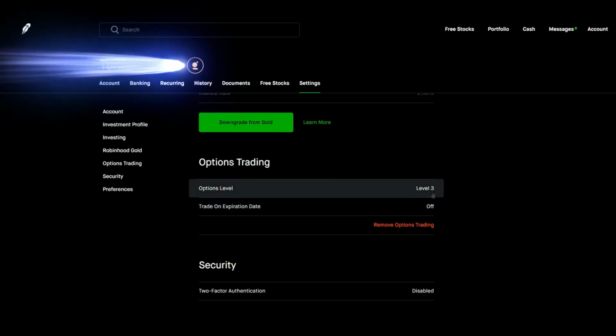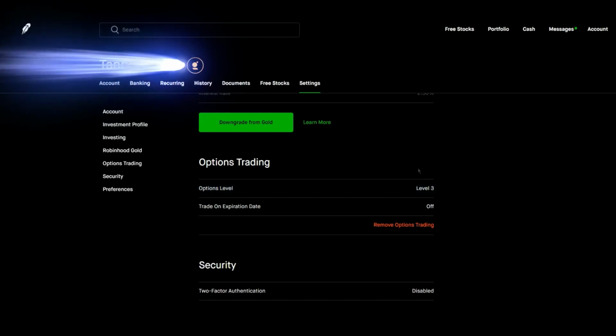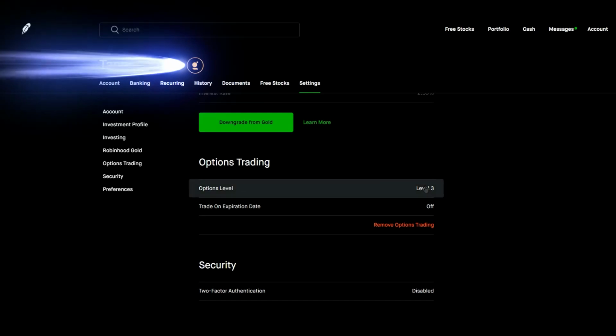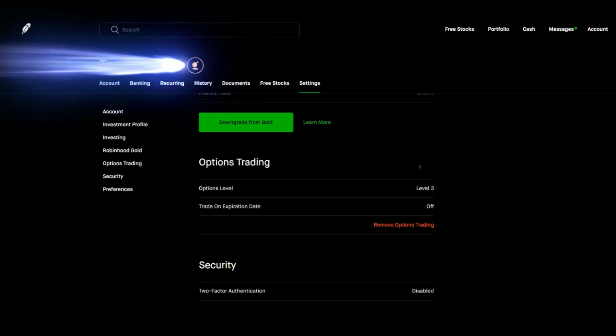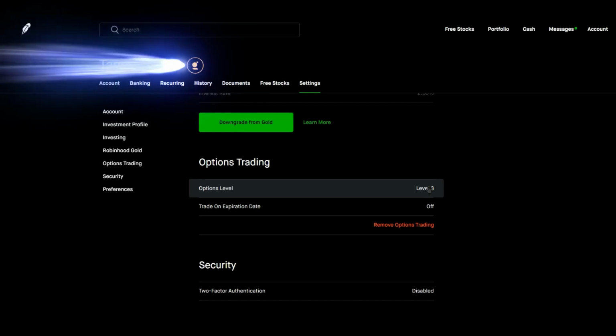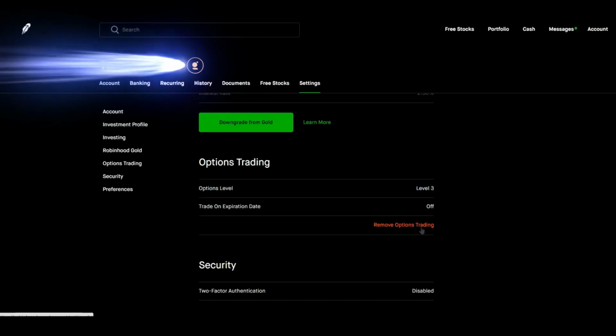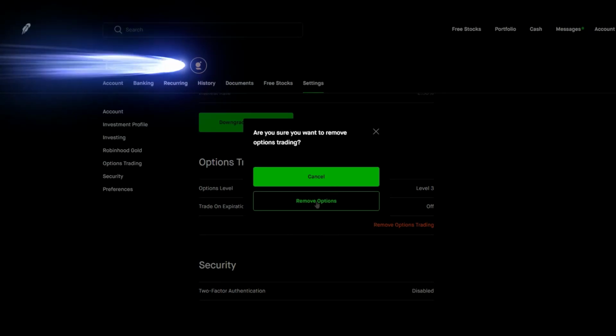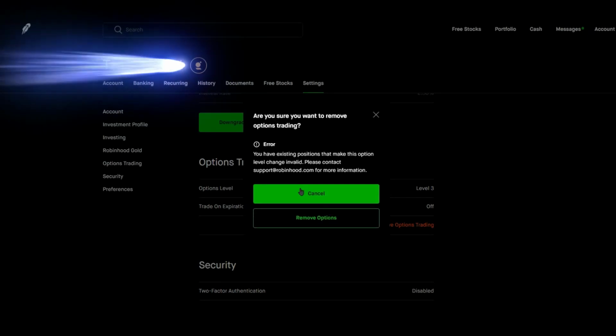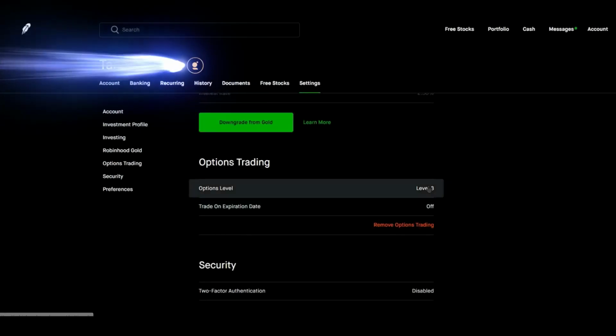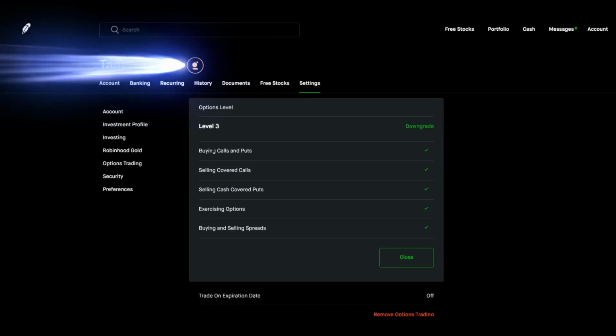You're going to come down to options trading, and you can see I have level 3 options trading turned on. Now Robinhood only has level 3 options trading. Other platforms, brokerages like Webull have level 5 options trading, and there's a whole bunch of stuff that changes with that. But to do spreads, you need level 3 options trading. And if I click on remove options trading, you can see, are you sure you want to remove options trading? Or actually, I'll click on level 3. You can see it says buying calls and puts. That's level 1. Selling covered calls, cash covered puts, exercising options, and buying and selling spreads. That is what you get on level 3 options trading.